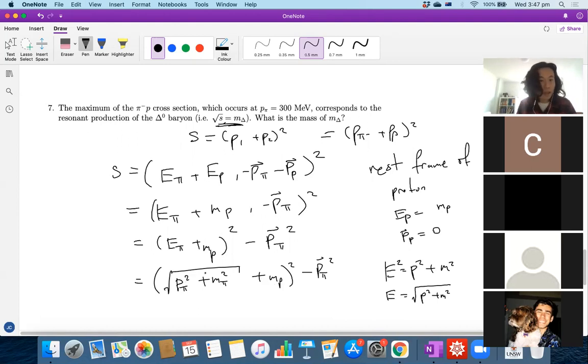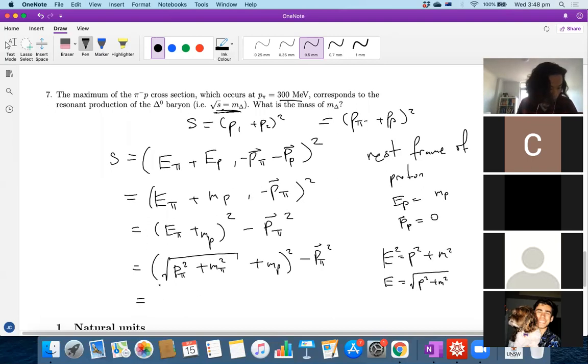Now we know everything. We know the mass of the proton. It wasn't given to us, but you can look this up. You know the mass of the pion, and you're given that the momentum of the pion is 300 MeV. So all of these are just numbers you can plug in. And the numbers you eventually get are that S is equal to 1678900 MeV.